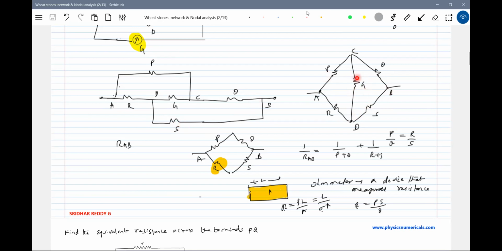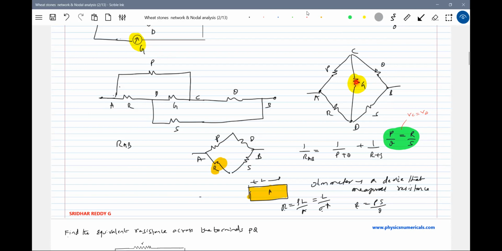Then the current through the galvanometer will be zero when the bridge is balanced, when P by Q equal to R by S. You can remove this one, no? So this resistor can be removed. When you remove that, how will it appear? P by Q equal to R by S because of this condition. Why are you removing it? Because if the condition P by Q equal to R by S is satisfied, then only you can remove this galvanometer. Then potential at C equal to potential at D.